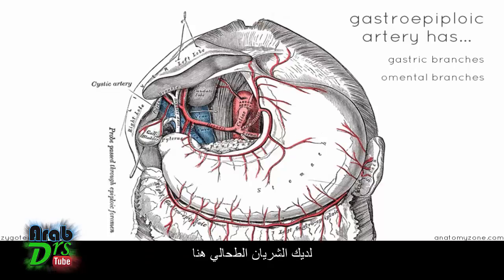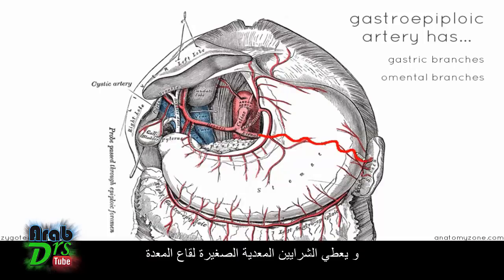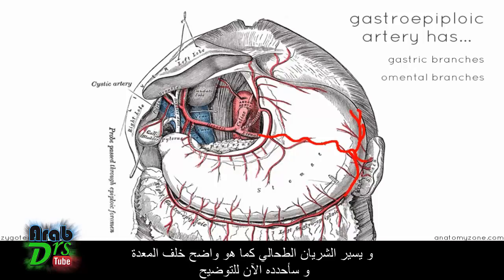So you've got the splenic artery here, and it's got this long tortuous course, and it enters the hilum of the spleen, and it gives off the little short gastric arteries to the fundus of the stomach, and it also gives off the left gastroepiploic artery. So obviously this runs behind the stomach, but I'm just drawing on to illustrate.